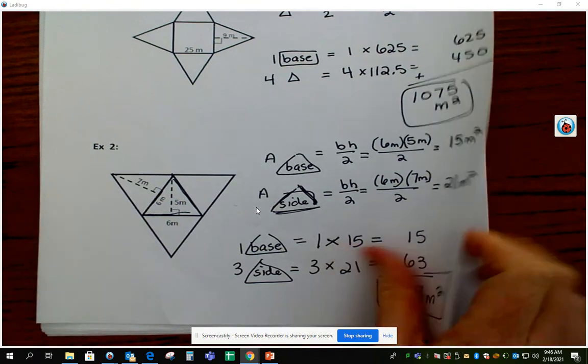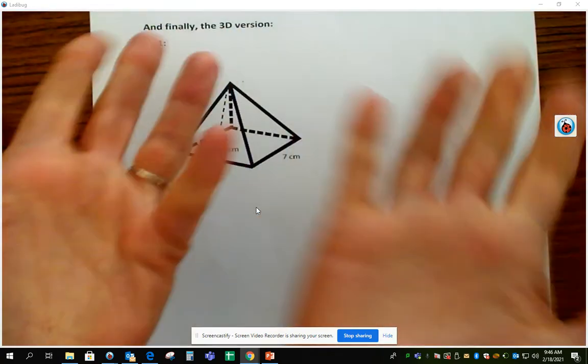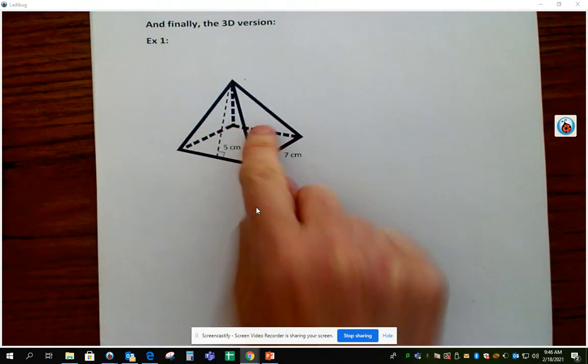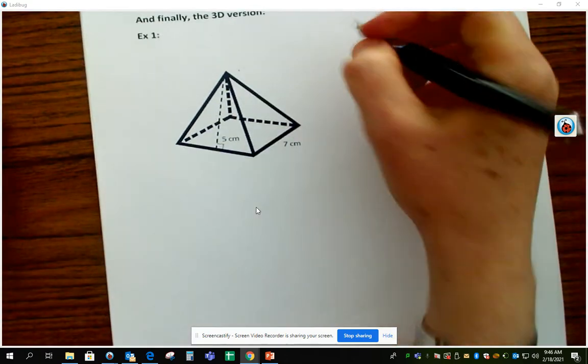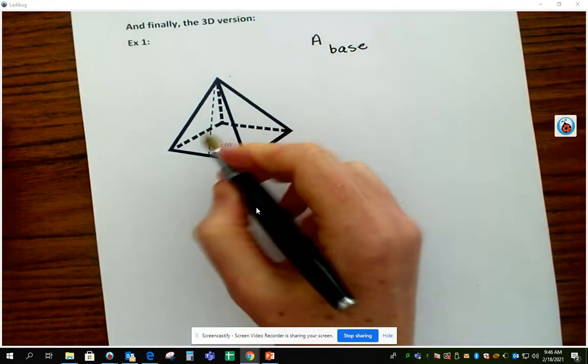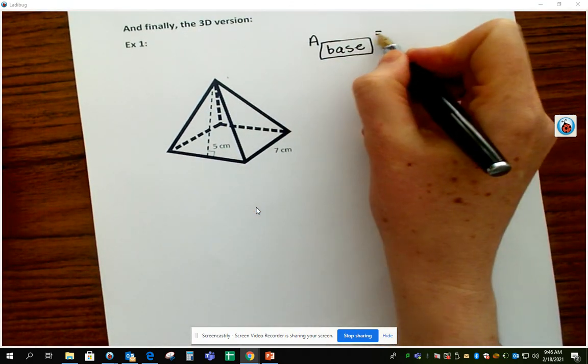Now, finally, our last one is going to be a three-dimensional version of a pyramid. So instead of it being splayed out in a net, it's just three-dimensional, but we just need to visualize it. I see clearly there's a base, so let's start with that. So the area of my base, and I notice that my base is a square or rectangle, so I'm going to put it that way.